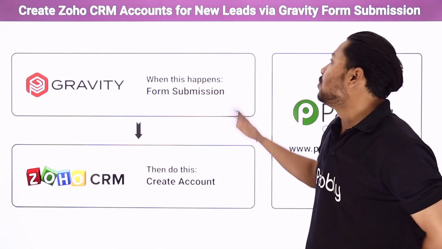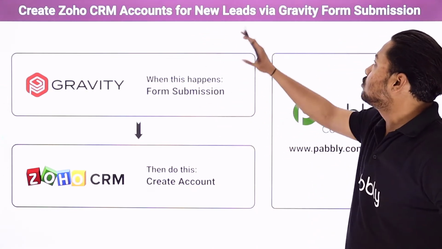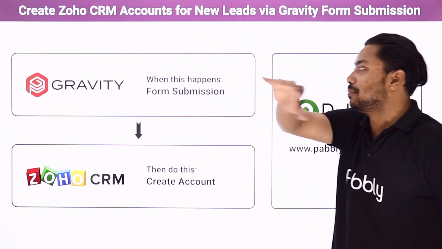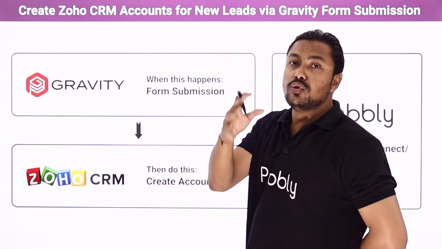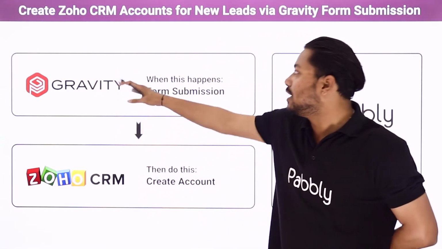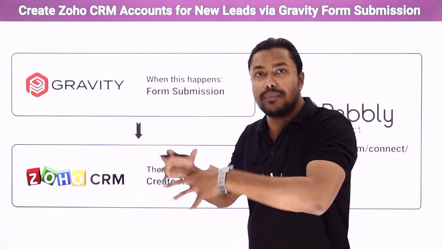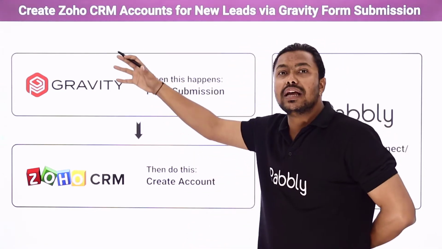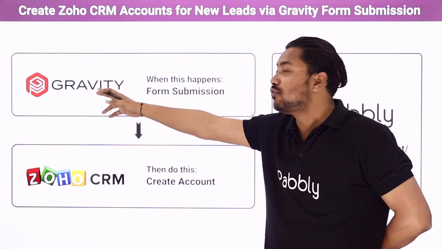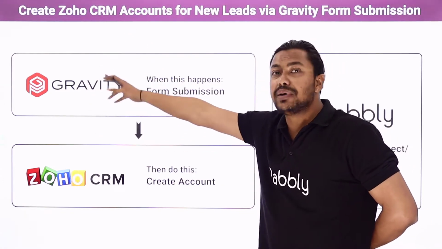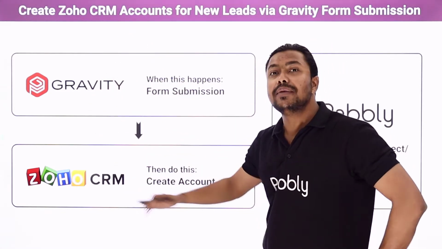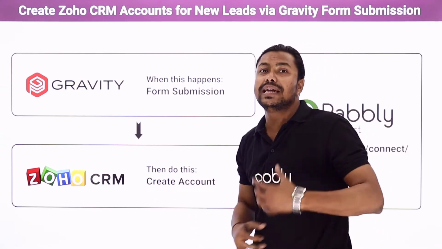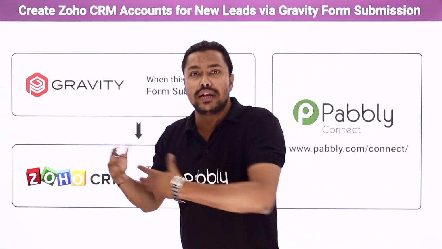So today I am going to tell you how you can create Zoho accounts for new leads via Gravity Form submissions. Now suppose you are having new leads through Gravity Forms, which is an online form building application. Whenever somebody makes a form submission through Gravity Forms, the details of that person will be sent to Zoho CRM and a new account will be created for his name.